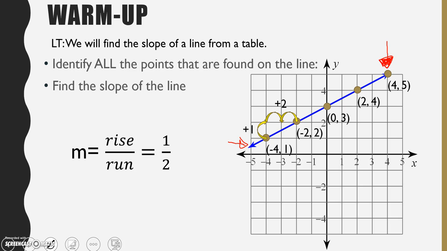You could have picked any 2 points to do this, and you should still get rise 1, run 2. So it doesn't matter which points you use. Even if you use 2 points that are far away from each other, it will reduce to 1 over 2. So make sure you have that on your green paper.